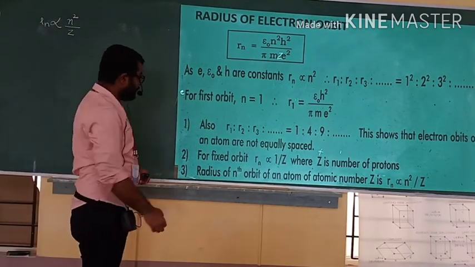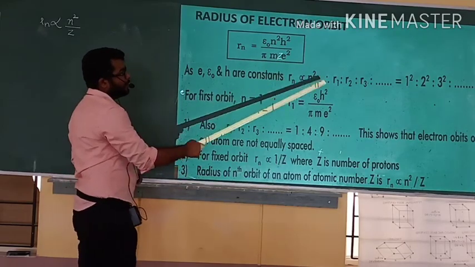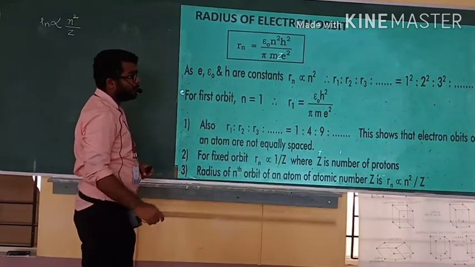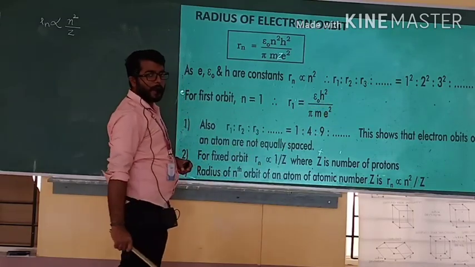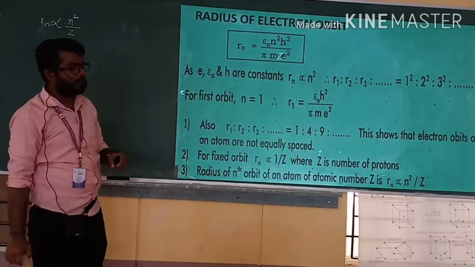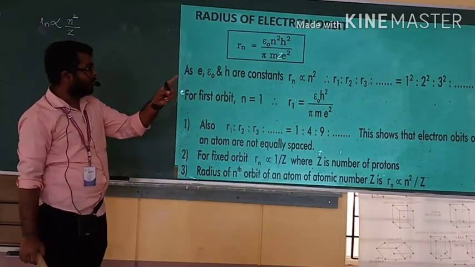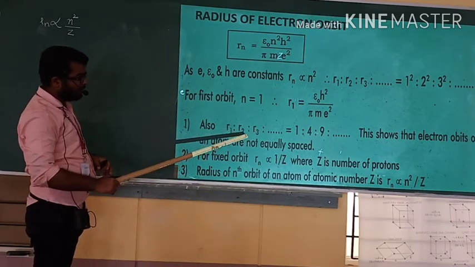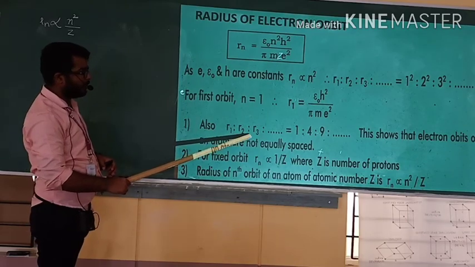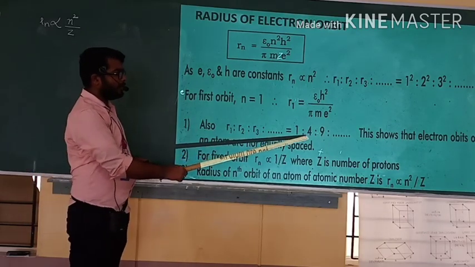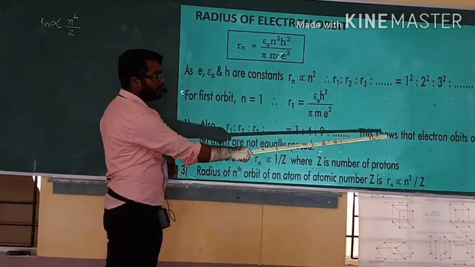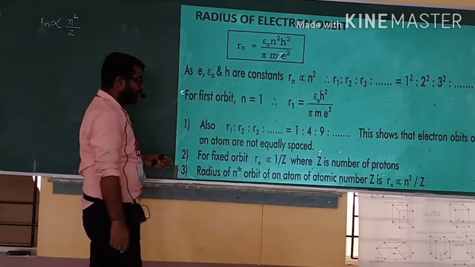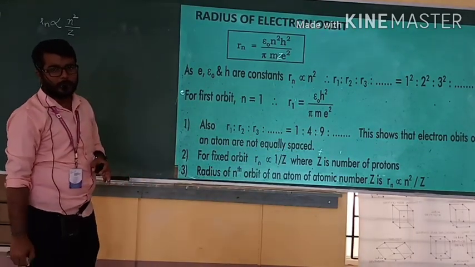So if we substitute for the first orbit, second orbit, third orbit, I am getting 1 square, 2 square, 3 square, that is 1, 4, 9. So from this you can see r1 is to r2 is to r3 is equal to 1 is to 4 is to 9. This shows that the electron orbits in an atom are not equally spaced.